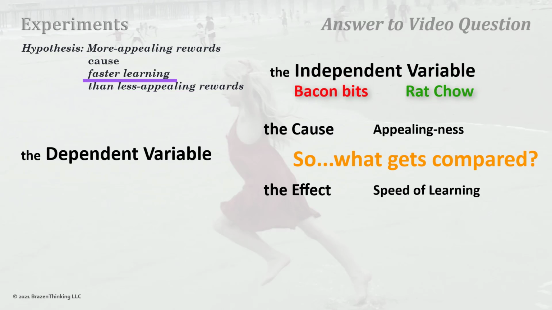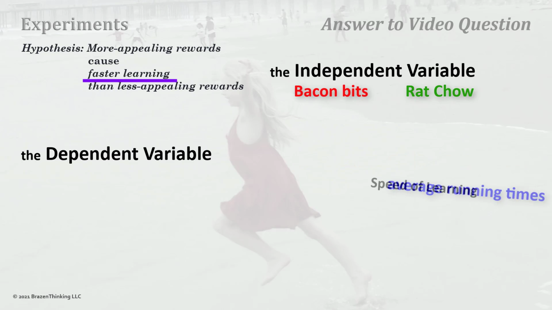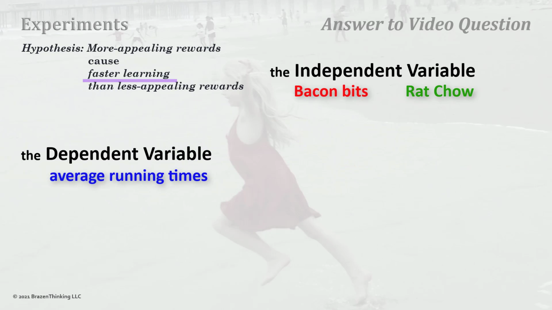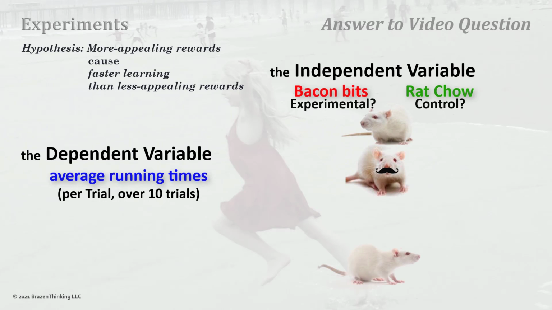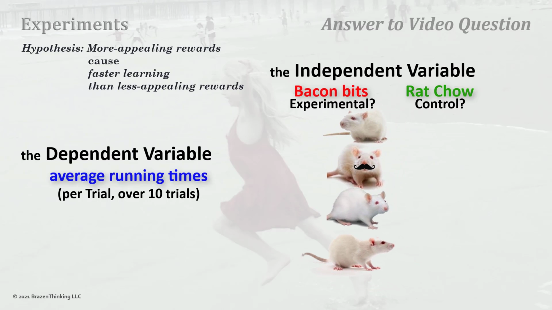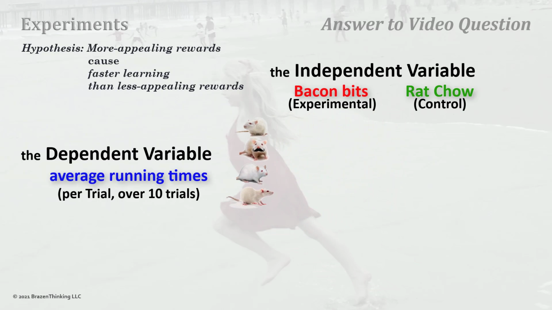The dependent variable might be something like the average length of time it takes each rat to run the maze 10 times. Being a within participants experiment, each rat is going to have to be exposed to the control condition and the experimental condition. So you might start by giving rats the opportunity to run a maze a few times, maybe 10 times, for a reward of rat chow. That's your control condition, while you keep track of the average length of time it takes each rat to run the maze.